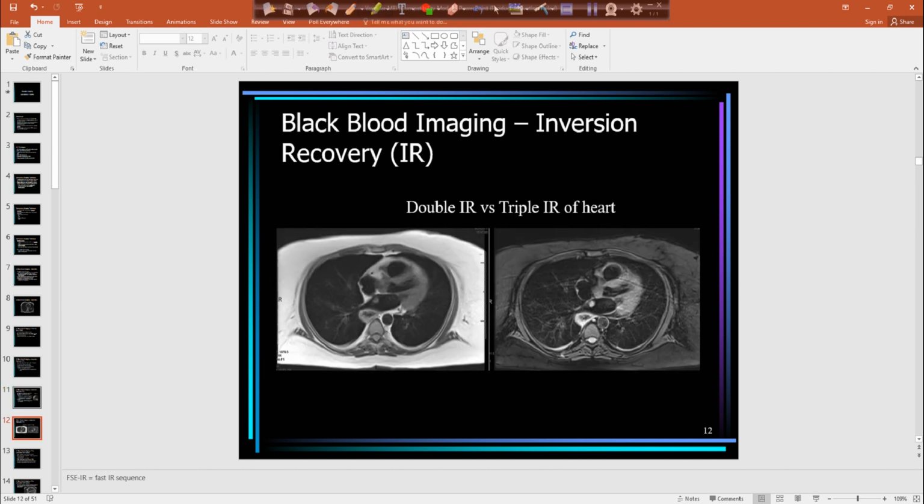So this is what a double IR looks like versus a triple IR. So you can see here we have blood flow that is dark, and then now we have subcutaneous fat that is dark. So there is pathology on this particular exam. So try and find it.